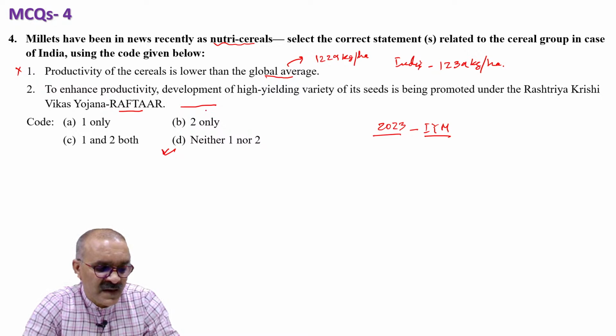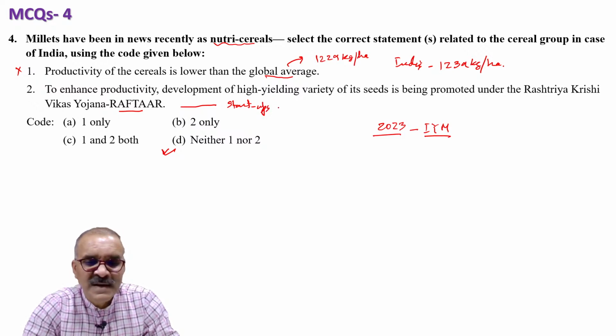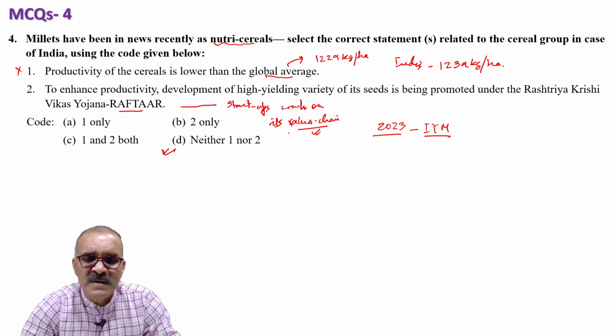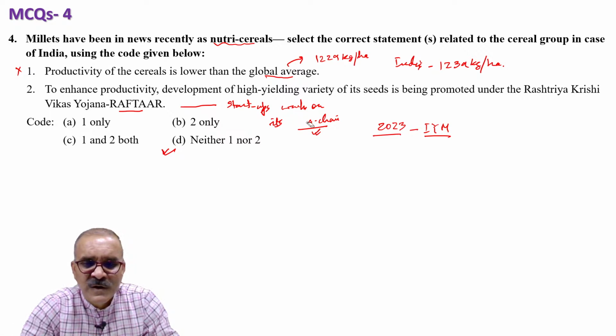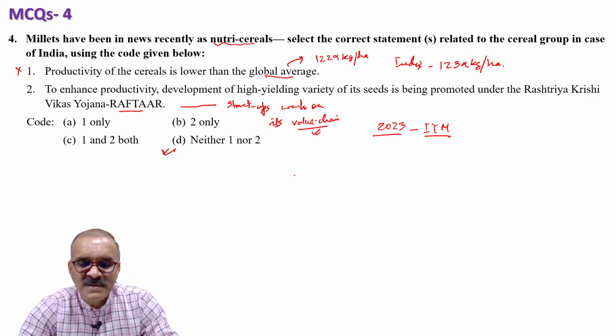Rather, it aims to promote startups which can basically work on its value chain. It means these startups are dedicated to use millets to produce a variety of edible items. Clear? Like biscuits, noodles, baby food, dosa, etc.